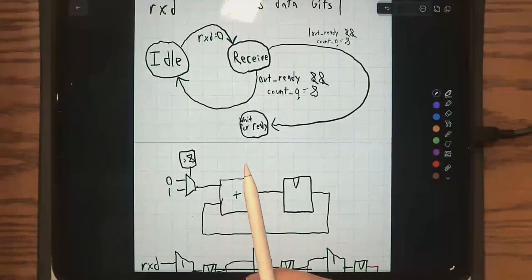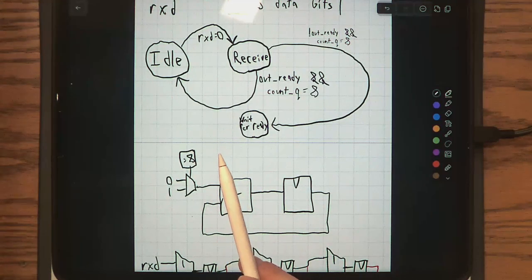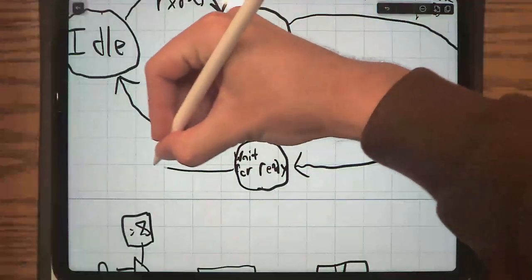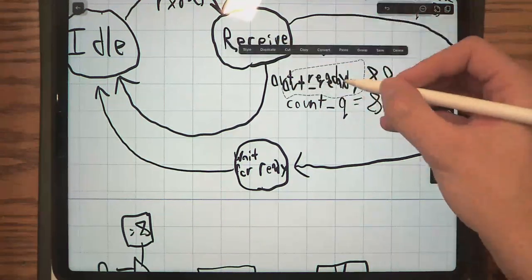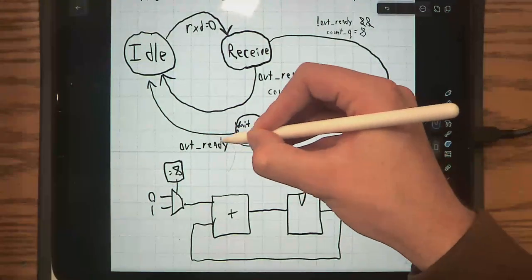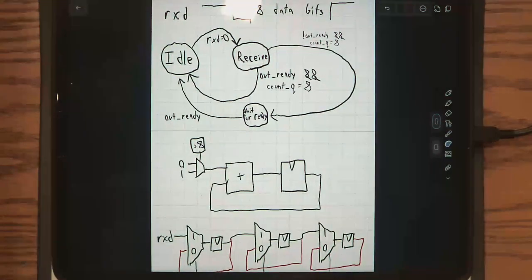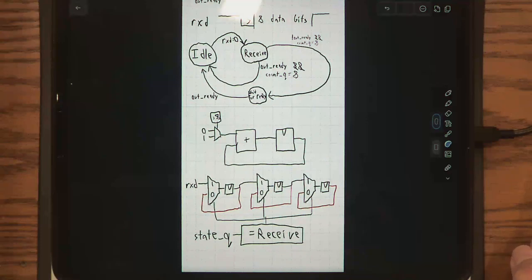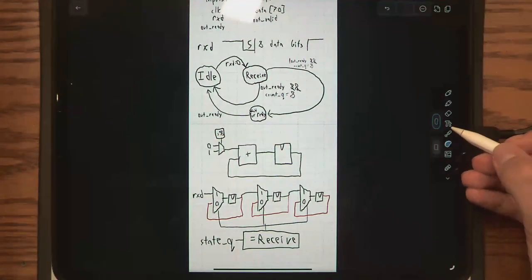And so at what point do we move out of this wait for ready state? Yeah, and then finally we can move out when out ready is 1. And now we don't need to check for count anymore because we already checked it on the previous transition.